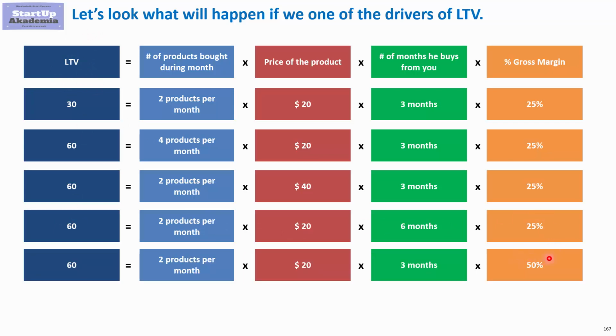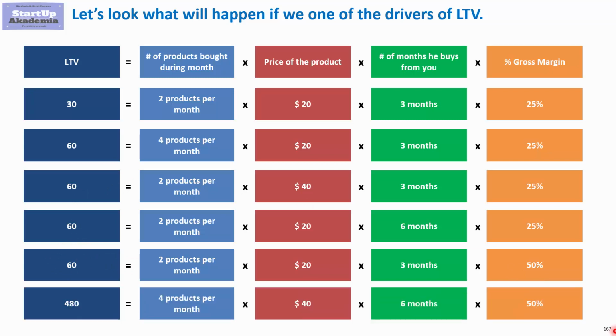And finally, we can play with the gross margin. So if we have a bigger gross margin without playing with the price, so for example, we found a better, cheaper supplier, the lifetime value of the customer also doubles. Now, if we combine all the improvements on each and every driver, we actually get a much bigger lifetime value.